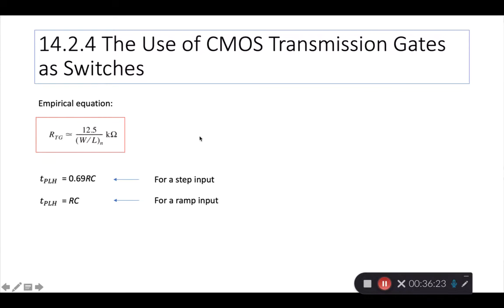Sounds complicated. Luckily, there is a simpler formula, which is called an empirical equation for the resistance of the transmission gate, and most of our problems will be using this. Now, once we know that this is a resistance and it's connected to a capacitance, you have an RC circuit, right? So for finding TPLH, or finding TP, the TP point when you're going low to high or going high to low, you can use this. Generally, they talk about low to high. For a step input, this is the formula. For a ramp input, this is the formula. Okay.